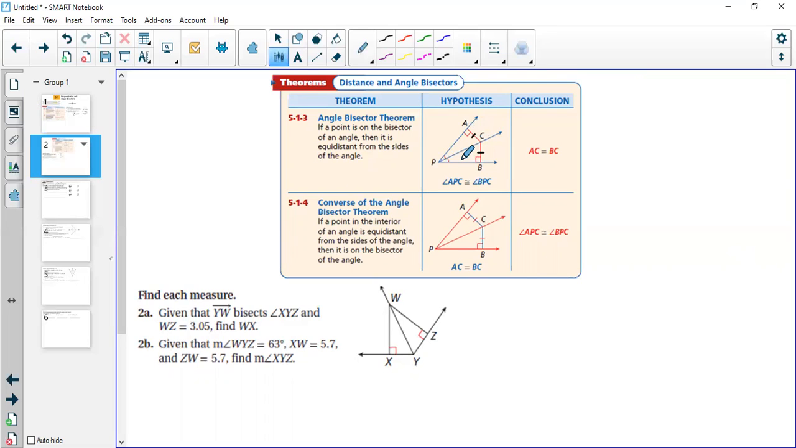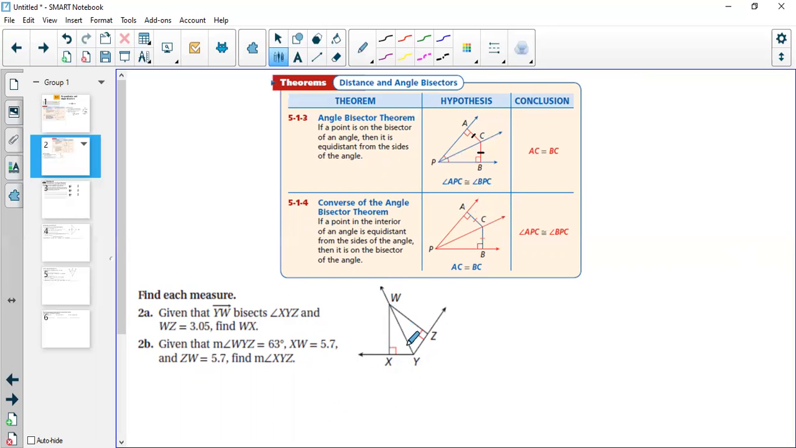The converse of the angle bisector theorem says if a point in the interior of an angle is equidistant from the sides of the angle, then it is on the bisector of the angle. So if AC is equal to BC, that means angle APC is equal to angle BPC. Same, but the other way. Here they say if APC is equal to CPB, then AC is equal to BC. Here they are saying if AC is equal to BC, then APC is congruent to BPC. That's all. Let's look at an example now.